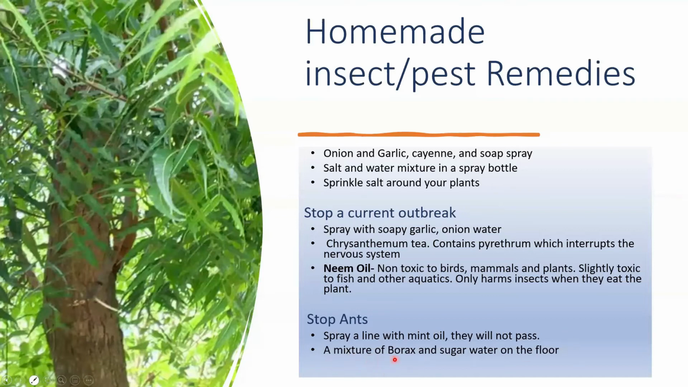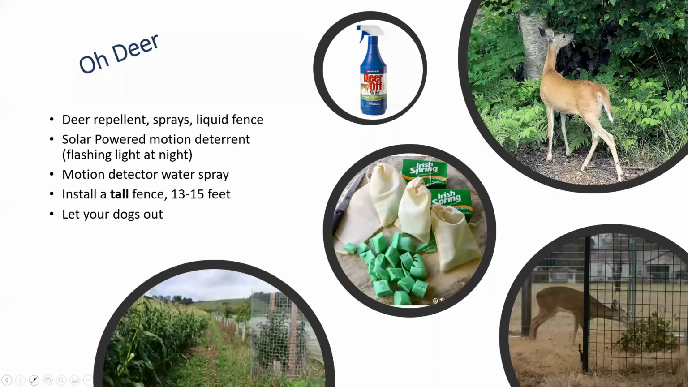Ants will eat a mixture of borax and sugar water. If you put it on the floor or somewhere around, they'll eat it and they'll take it back to their nests and they will die. So that's how you can get rid of them. There are a ton of home remedies. You can look them up and have fun and make your own mixture there.